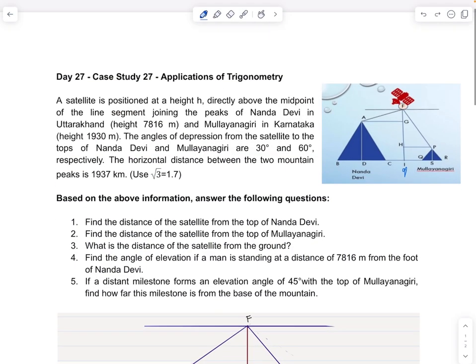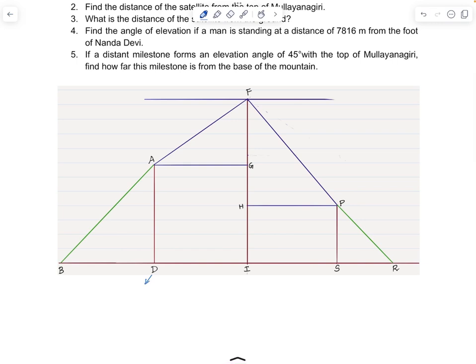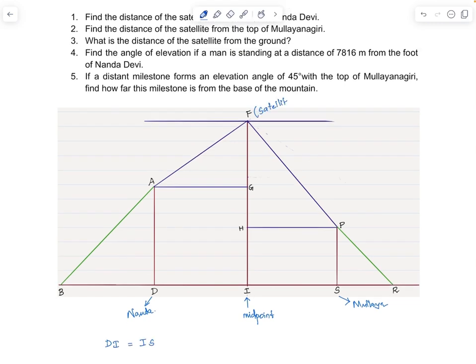The question goes like this. A satellite is positioned at a height h directly above the midpoint of the line segment joining the peaks Nanda Devi in Uttarakhand and Mullanagiri in Karnataka. D is the base of Nanda Devi and S is the base of Mullanagiri, and I is the midpoint of the line joining these two. That is, I is the midpoint of DS. So DI is equal to IS, and F is the satellite which is at a height h from I. That is, FI is equal to h.